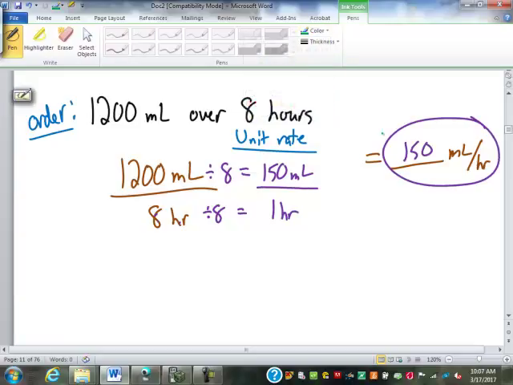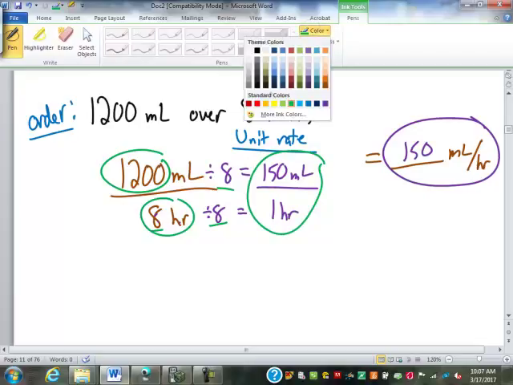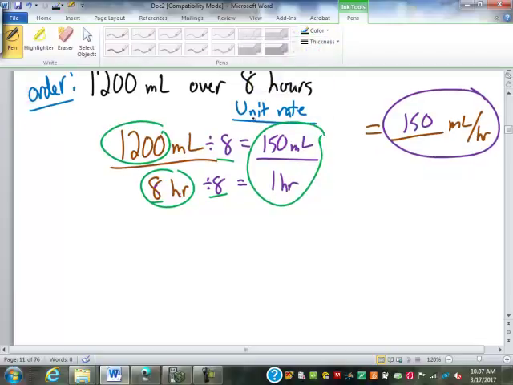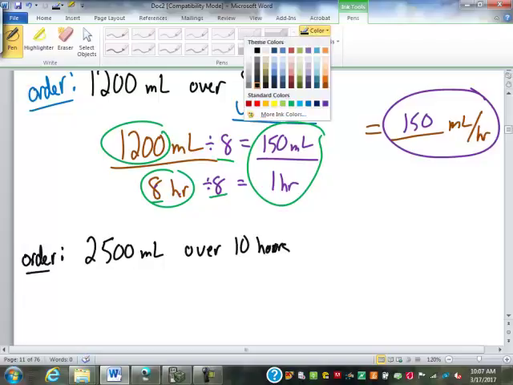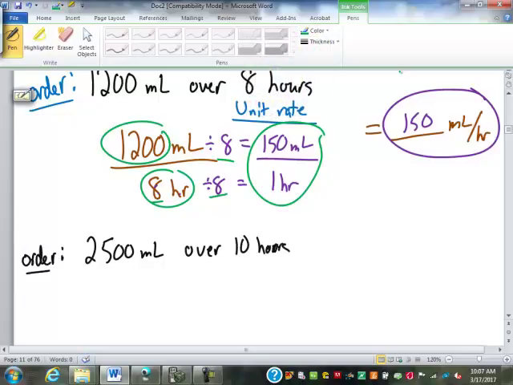Now in practice, I wouldn't actually write it out and divide each one separate. I know the denominator is dividing out to 1. So all I would really do in practice is do the 1,200 divided by 8 to give me 150 milliliters in the 1 hour. So if I have 2,500 milliliters over 10 hours as my order, what is my milliliters per hour?